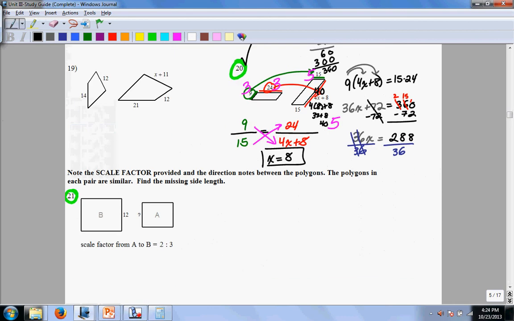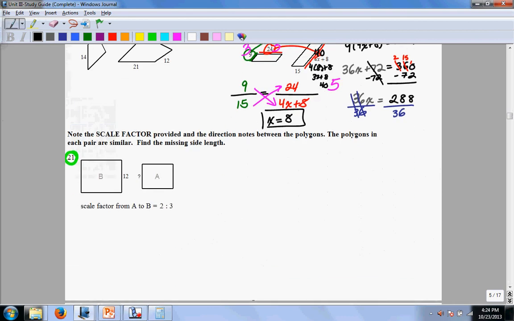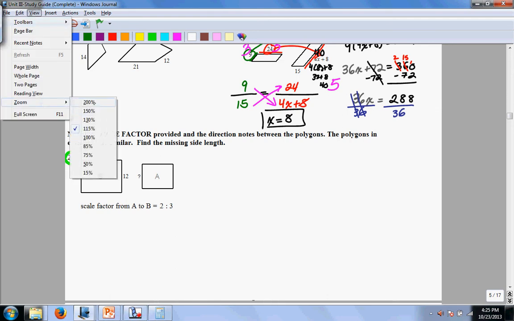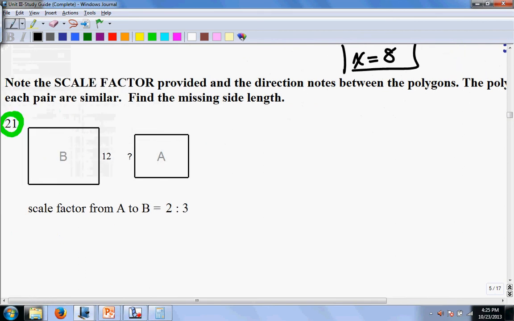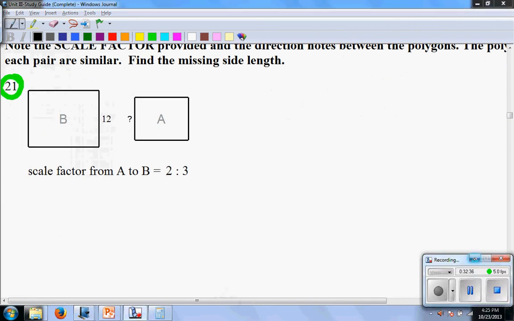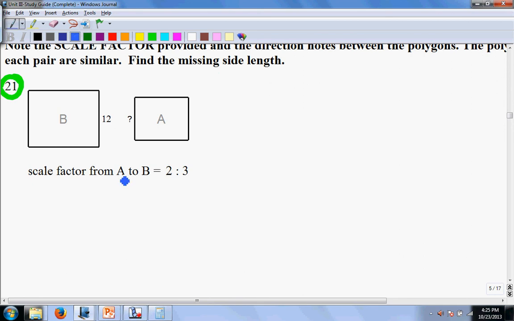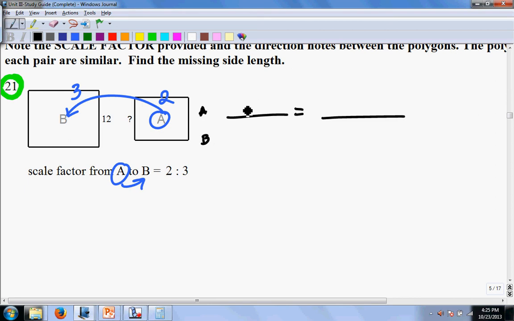Okay, so it says, note the scale factor provided and the direction notes between the polygons. The polygons in each pair are similar. Find the missing side length. Okay, taking a look at 21. It says the scale factor is going from A to B, 2 to 3. So we circle A, we go to B. That's a 2 to 3 ratio. So always make sure you circle and figure out which way your ratio is going. So I'm going A to B is 2 to 3.